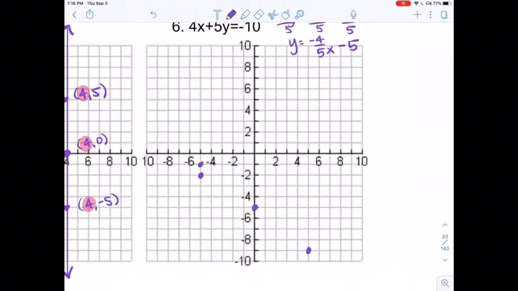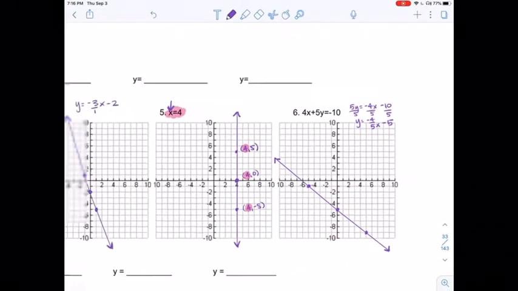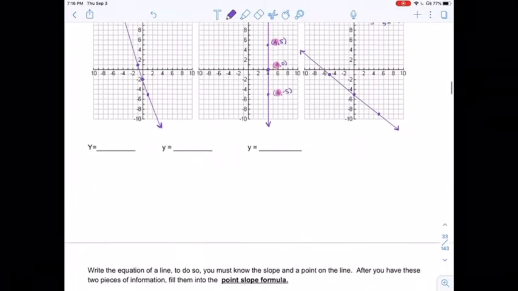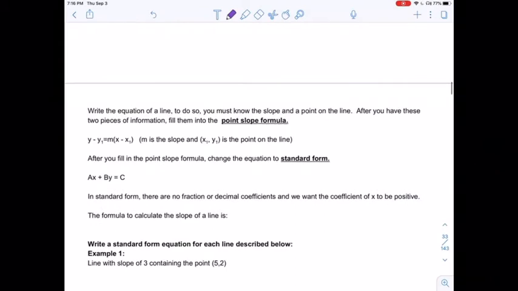I didn't go up far enough. There we go. And connect the dots. And there we go. Always put them into y equals mx plus b before you try to graph them.